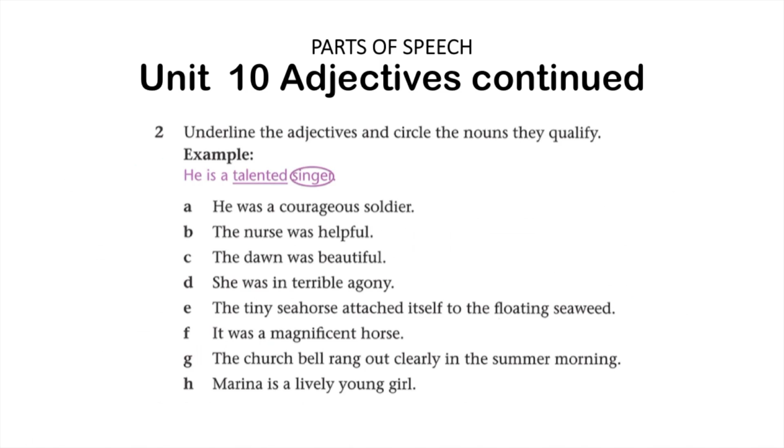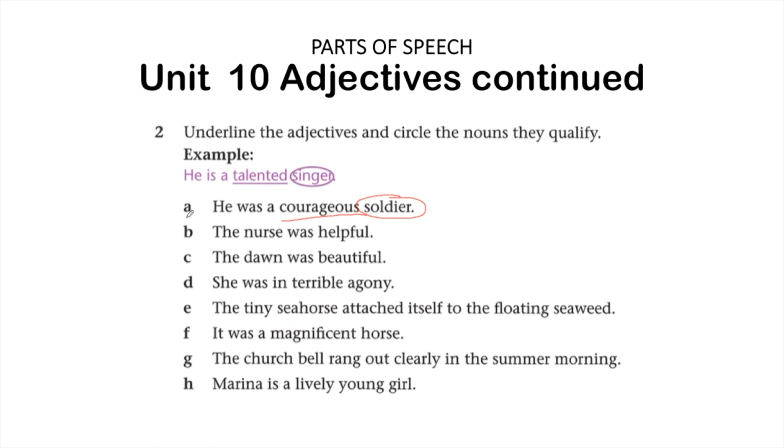For question number 2, it requires that you underline the adjective and circle the nouns they qualify. So this is essentially what we were doing in the explanation phase. So our example here, he is a talented singer. Let's see how we go for the first couple of these activities. He was a courageous soldier. So if we have to underline the adjective, courageous would be our adjective and it qualifies the soldier.